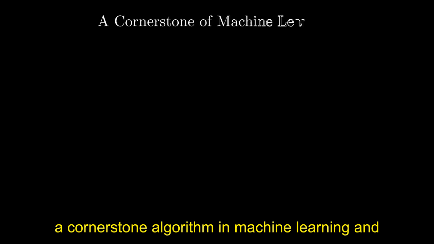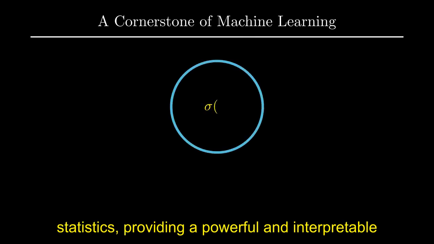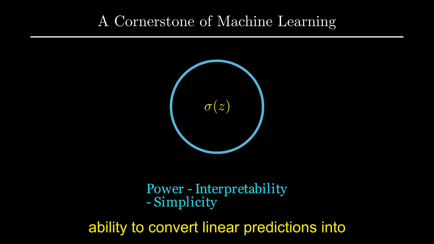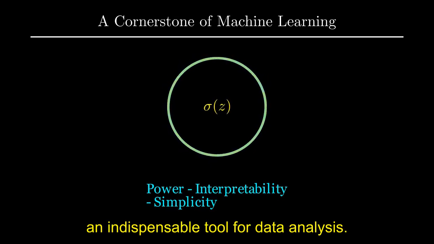Ultimately, logistic regression remains a cornerstone algorithm in machine learning and statistics, providing a powerful and interpretable framework for binary classification problems. Its ability to convert linear predictions into probabilities for categorical assignments makes it an indispensable tool for data analysis.